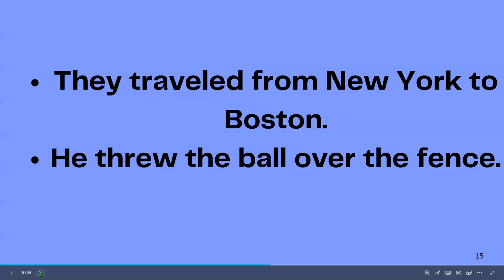So now let us see. They traveled from New York to Boston. When we say from which place to which place, they is the subject. Object is Boston. So what did they do? They traveled. From where? From New York. Up to which place? To Boston. So from and to are prepositions. He threw the ball over the fence. So he is the subject, fence is the object. So what did he throw? A ball. Where? Over the fence.